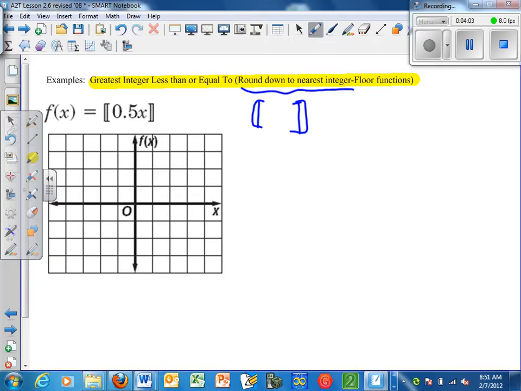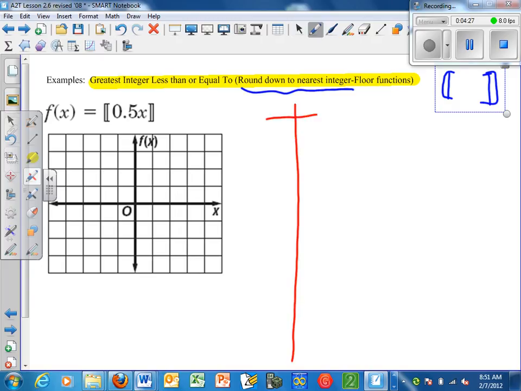So what we're going to do is make tables here. Let's move this over. That's the greatest integer symbol. I'm going to move it over there. And we're going to make a table here. So I'm going to make an XY table, and I'm going to call it X and F of X. Remember, F of X is like Y. I'm going to pick some negatives. I am actually going to start at -4.